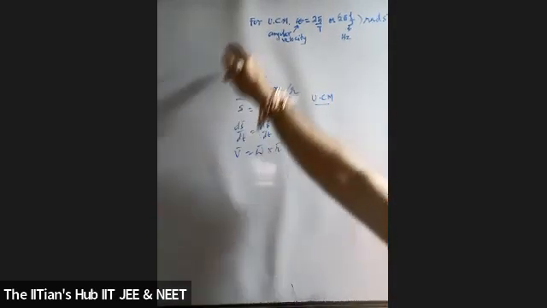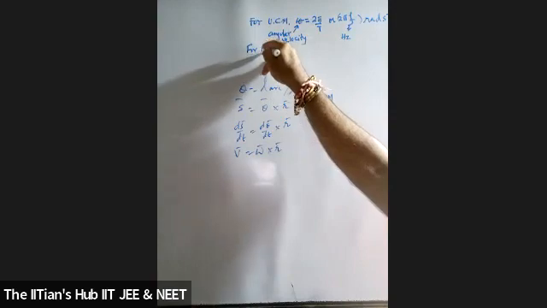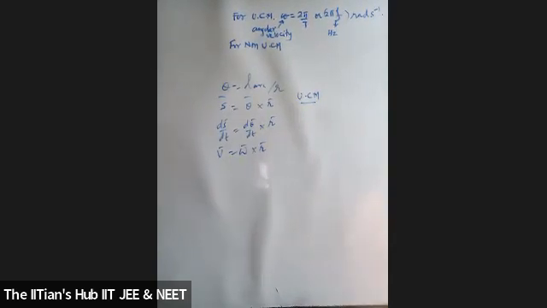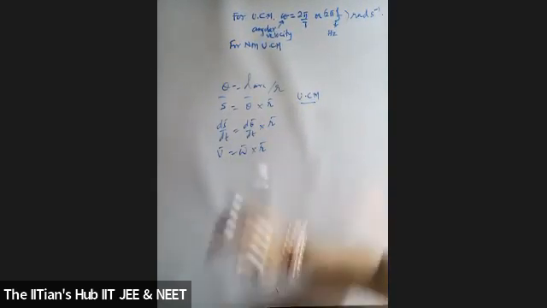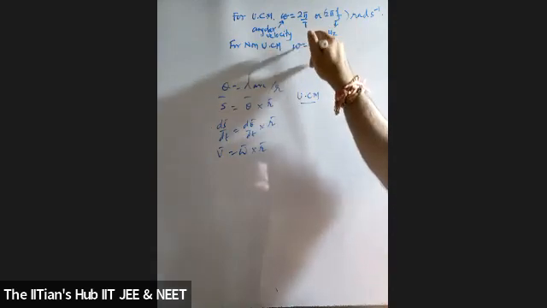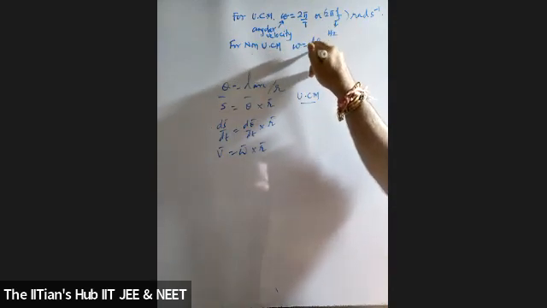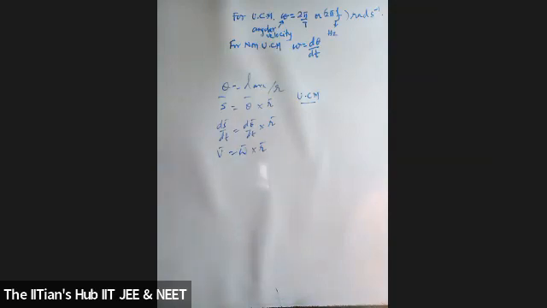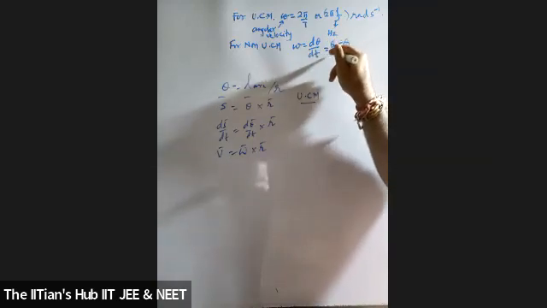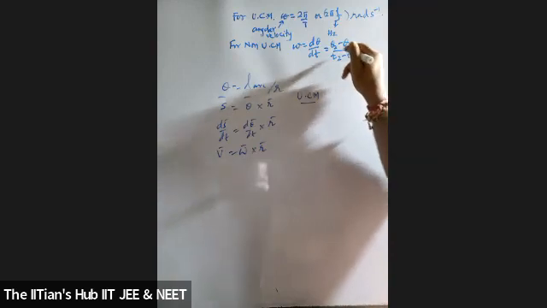If I speak about non-UCM, students, keep this in mind also. For non-UCM, the body covers unequal angle in equal intervals of time. It covers unequal theta in equal intervals of time. So for non-UCM, how will you write omega? It's d theta by dt. Agreed? That means this is final angular velocity minus initial upon final time minus initial time. And this answer also is in radian second inverse.